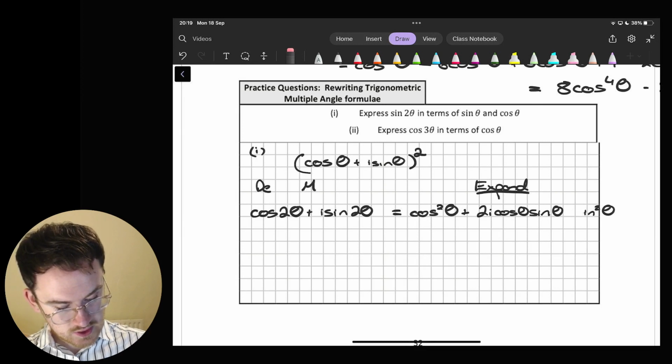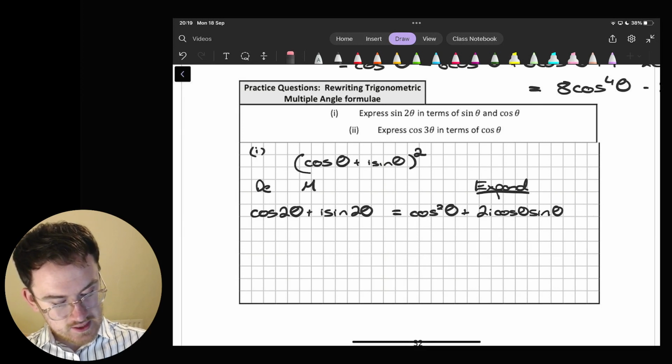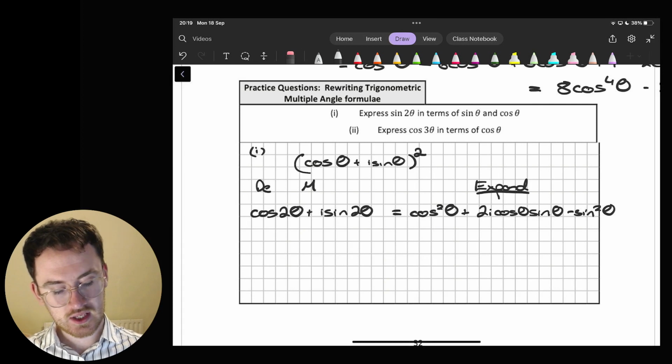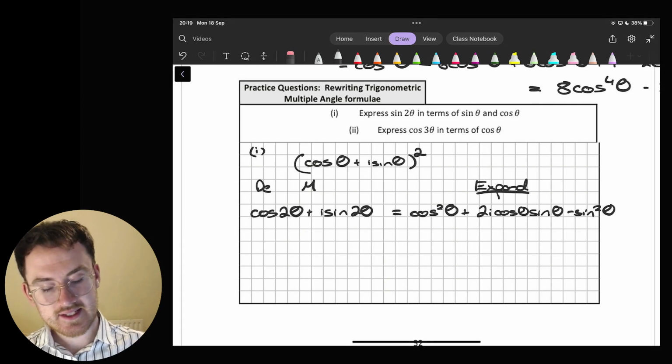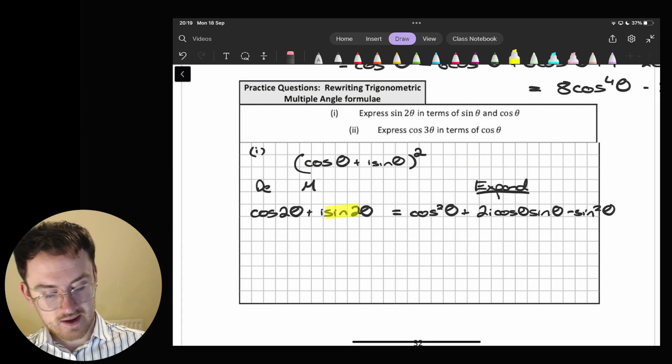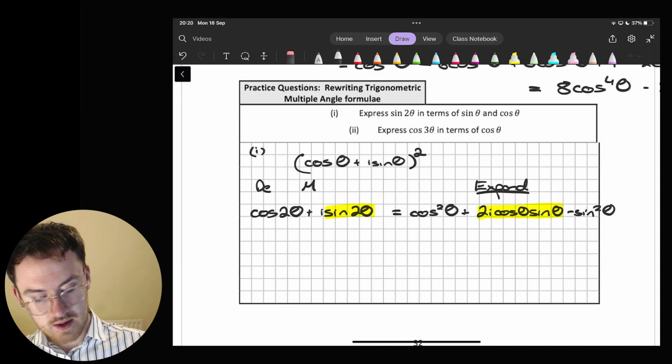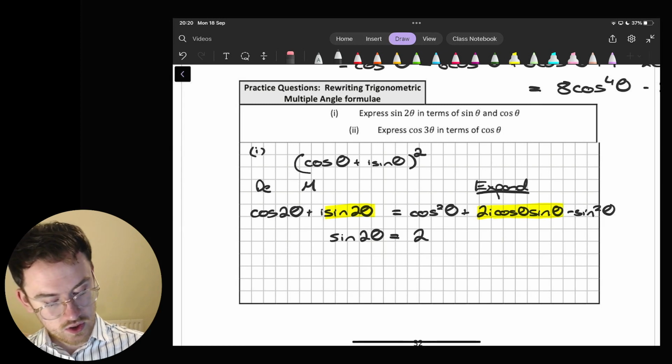Or sorry, not plus, it'll be minus. It'll be minus sine squared theta because we're squaring that I part as well. So I squared is minus 1. That's perfect. We're looking at sine, so again, we're looking at the parts that have I's. So it's going to be this part and this part here. And we're going to get that sine 2 theta is equal to 2 cos theta sine theta.